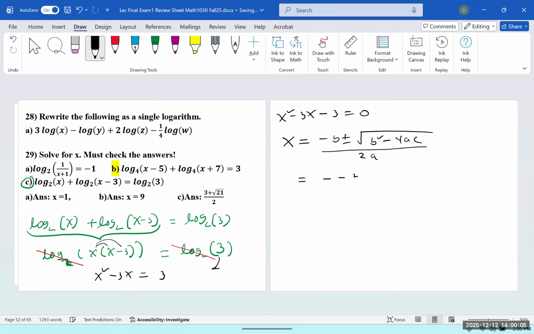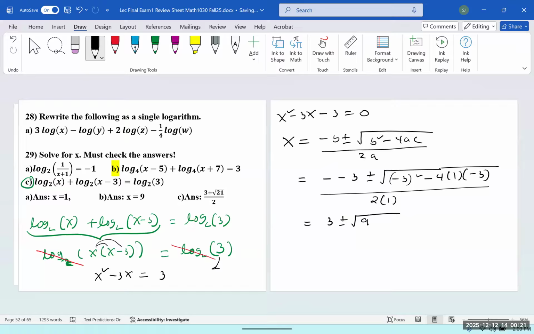So negative negative 3 plus or minus the square root of negative 3 squared minus 4 times 1 times negative 3, over 2 times 1. We get positive 3 plus or minus the square root of, this minus 4 and minus 3 turn into positive 12, so 9 plus 12, divided by 2. So 3 plus or minus the square root of 21, divided by 2. Now my question is, do you accept both plus and minus as your x?